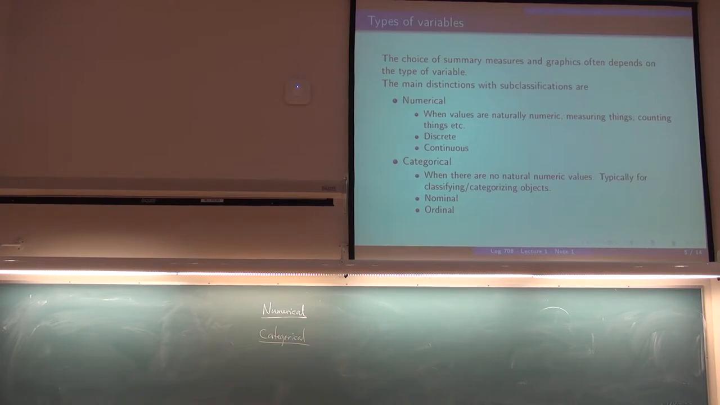So this is when there are typically no numerical values, if you think of color of cars and something. So I'm coming also back to that in greater detail. But numerical and categorical is the main classes. And then there are subclasses of these two.